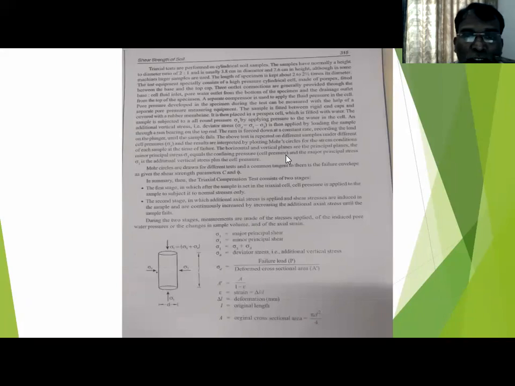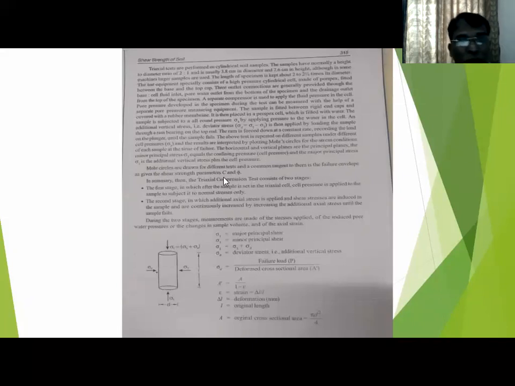pressure. The horizontal and vertical planes are the principal planes. The conditions at the time of failure: the horizontal and vertical planes are principal planes. The minor principal stress sigma 3 equals the confining pressure.